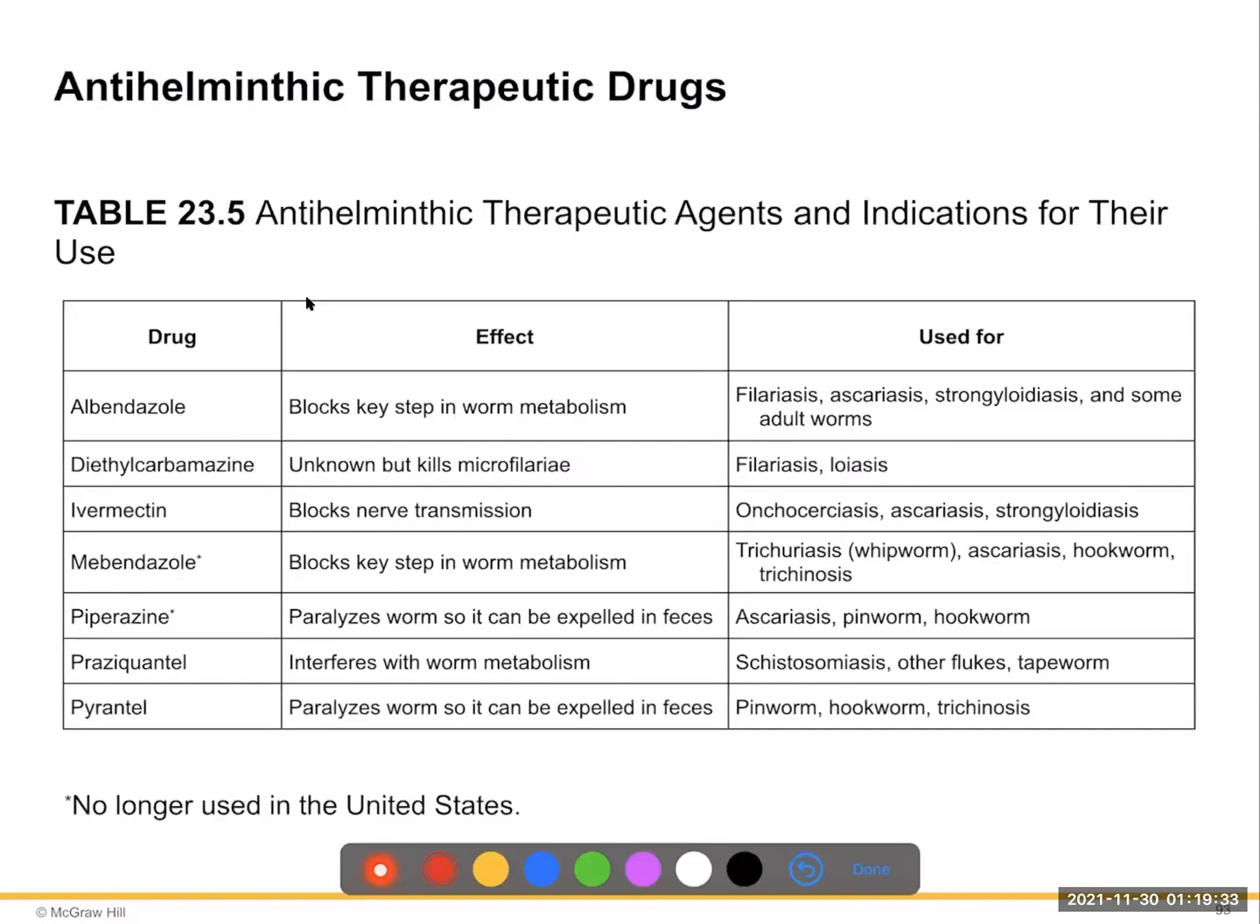These are different types of drugs that we have. Albendazole blocks steps in worm metabolism. Okay. Where are some other ones? Yeah, Pyrantel paralyzes worms so they can be expelled in the feces. They can't keep moving in the body. Mebendazole, these two are no longer used in the United States. Okay. But these are the different types of worms that we have, like pinworm, hookworm, and trichinosis. Okay, we're going to use Pyrantel.